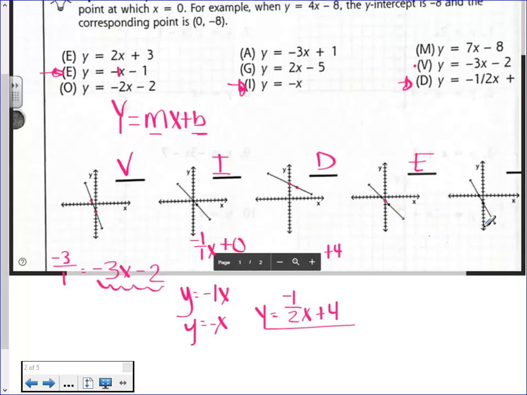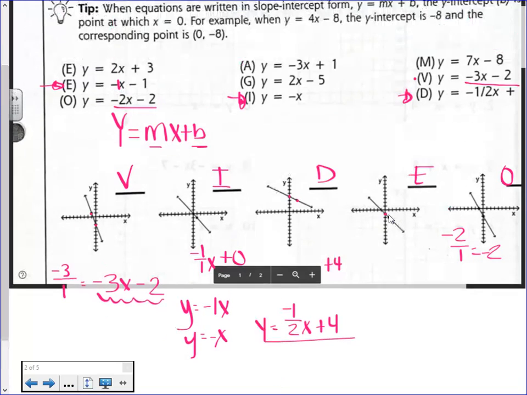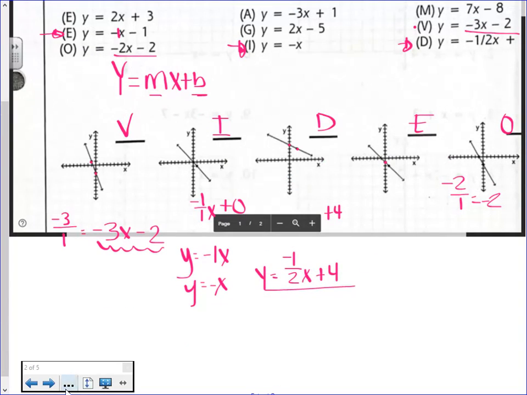Last one that I'm going to do with you is this one. It looks like it crosses at -2. I have 2 that cross at -2. I've got this one, and I've got this one. My slope appears I have to go down 2, right 1. So that's equal to -2. So O would be the correct answer because -2 over 1 is equal to -2, and that's what they told you your slope would be. You guys have a few more of those to do on your own.